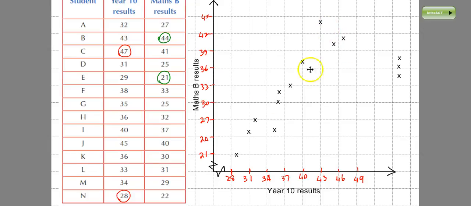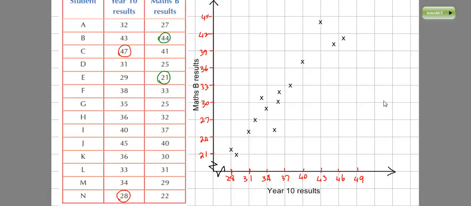Okay, so I started plotting the points. Every single pair of points gets a little cross. So 32, 27 is 32 along the x-axis, and 27, and that's that little cross there. Now I've done all of them except for the last three. The last three are 33, 31. Let's grab 33, 31. 33, 31 is there. And 34, 29. Start at 34 and go up to 29. And this one here, 28 down here. And 22, so about there.